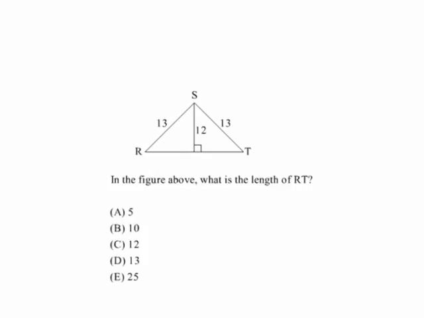In this figure, we're told that the sides R, S, and T are 13, and that the height is 12. That perpendicular line is 12. Well, we want to find the length of RT. Since the only right triangles we've got are the two smaller triangles, what we'll do is solve for one of those sides. We'll label it X, and then double it to get the length of RT.